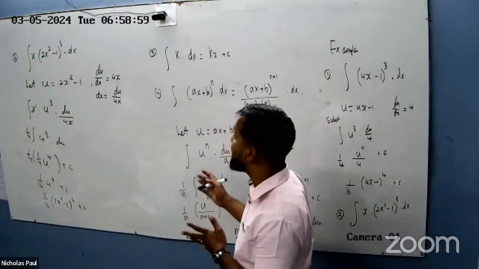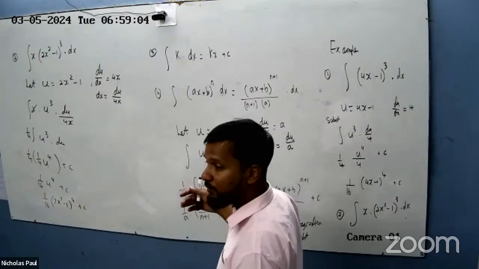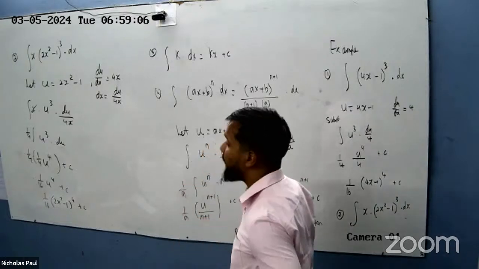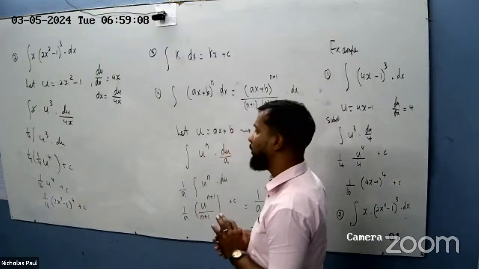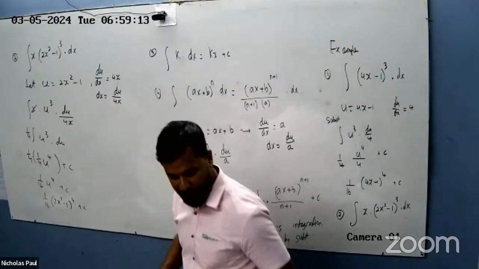If you have limits, you have to substitute for the limits. You can find new limits here and put them in after, or put them in before if you want. I'm going to give you one with limits.